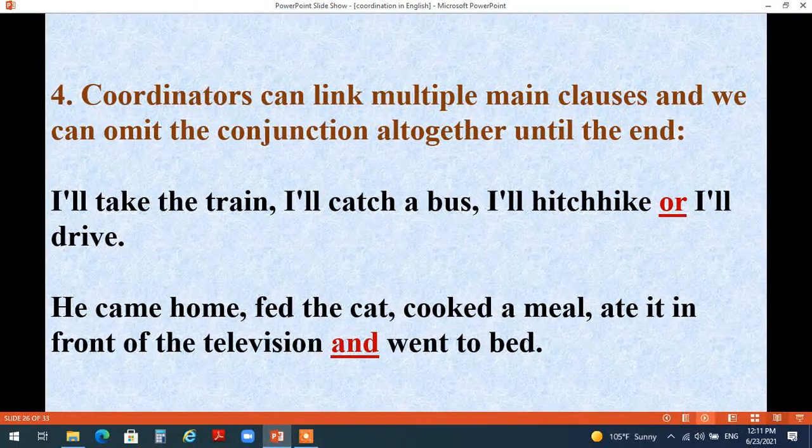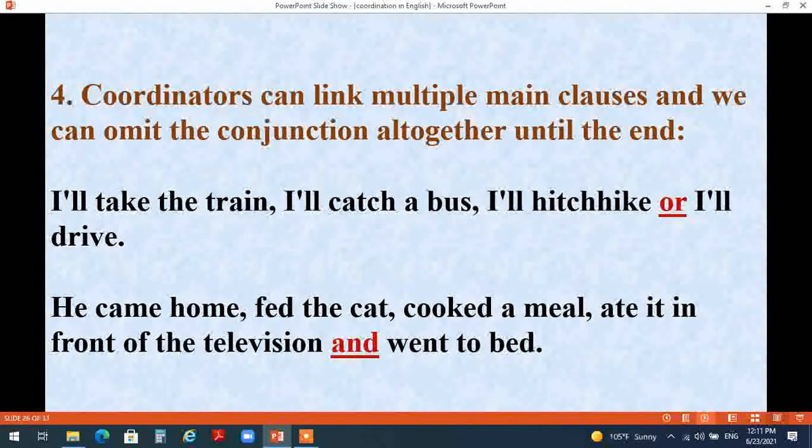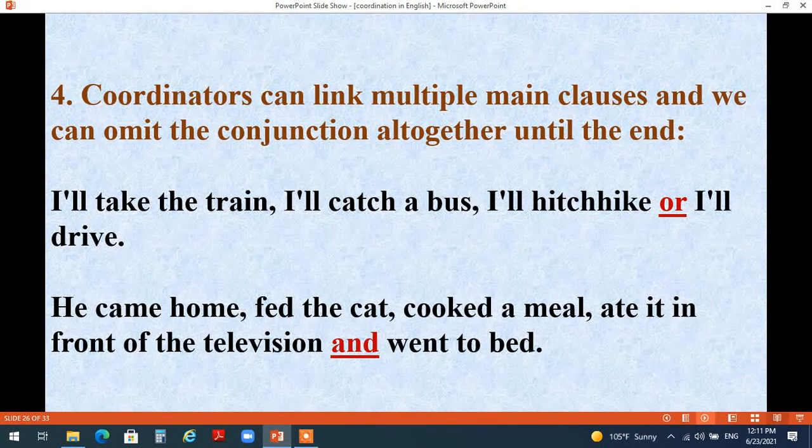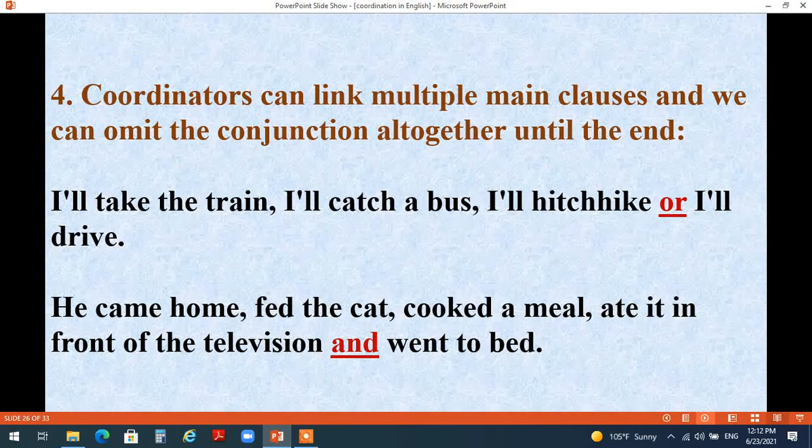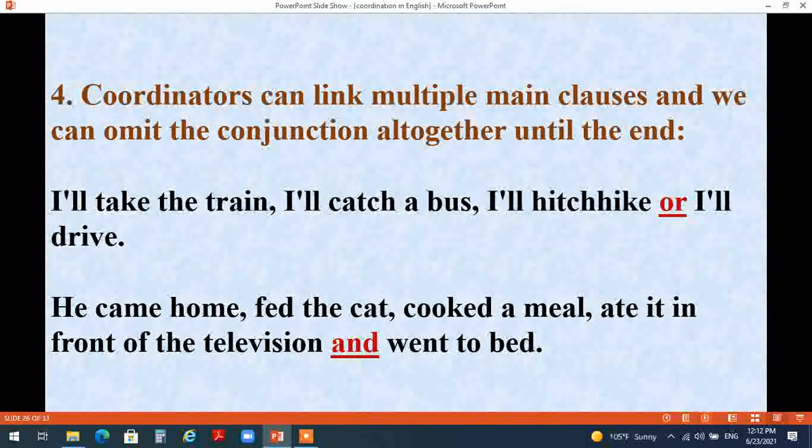In the second example also, he came home, fed the cat, cooked a meal, ate it in front of the television and went to bed. We have a number of clauses which are linked together, so there is no need to repeat the coordinator, but to put a comma and then put the right coordinator in front of the final clause. This is another characteristic of coordinators in English.